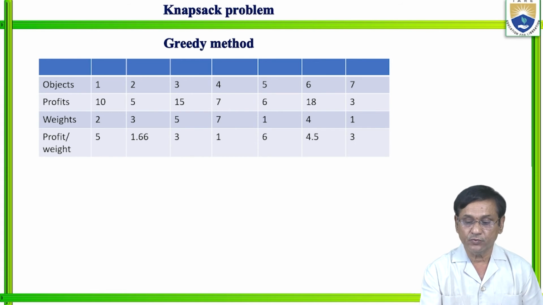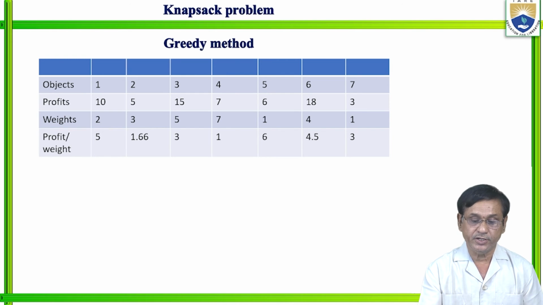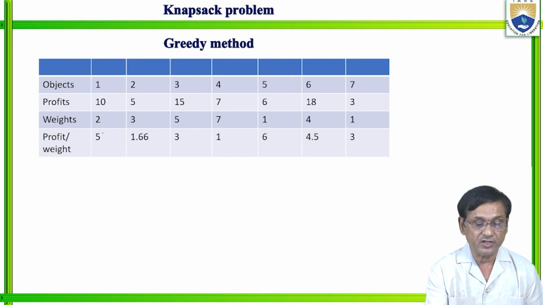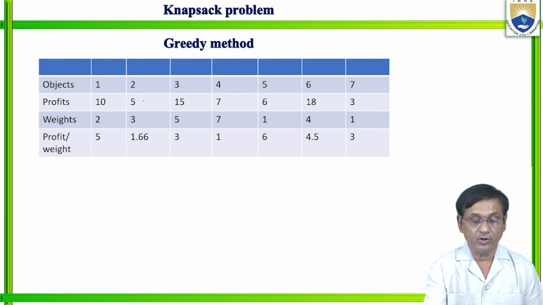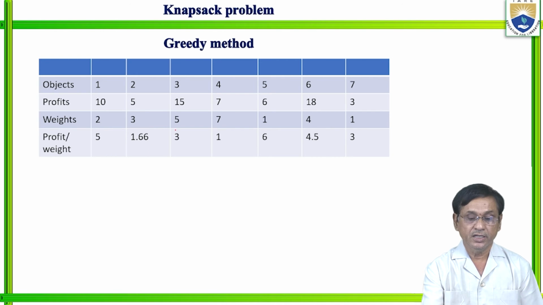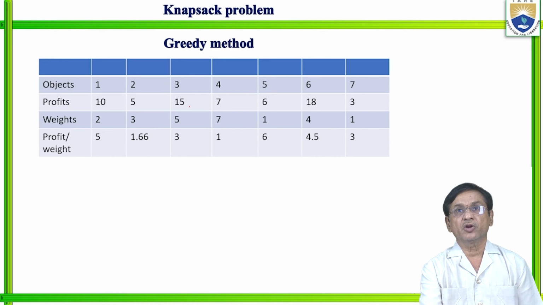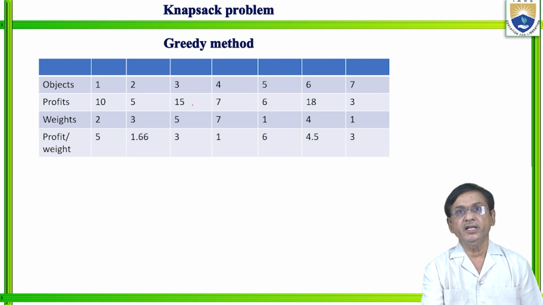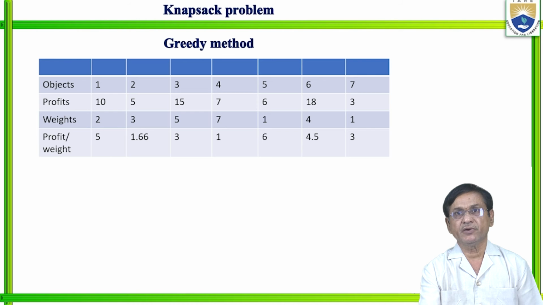Highest profit by weight ratio. That means we have to find out the profit by weight ratios. Corresponding to the first object, profit is 10, weight is 2. 10 by 2 is 5. For the second object, profit is 5, weight is 3. 5 by 3 is 1.66. Then the third object, profit is 15 and weight is 5. 15 by 5 is 3. For the fourth object, profit is 7, weight is 7. So 7 by 7 is 1.